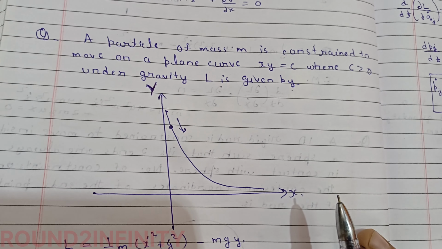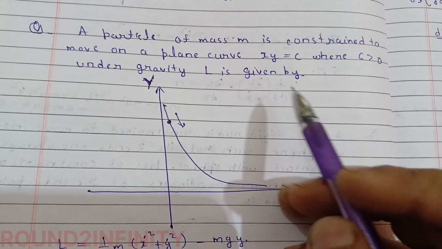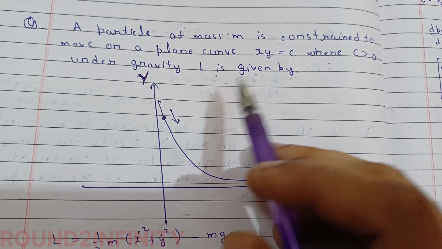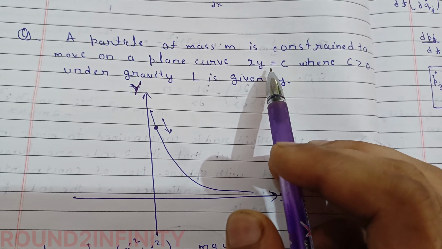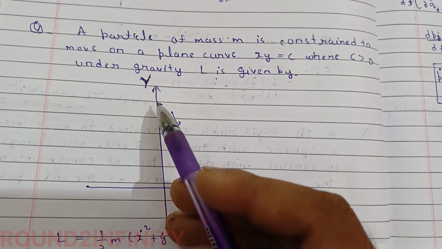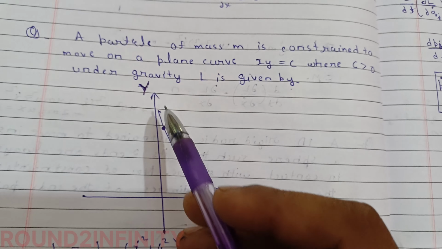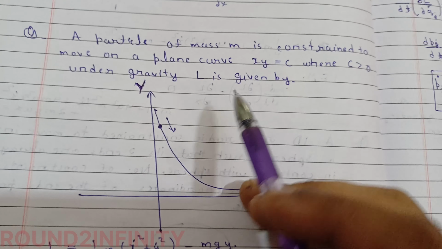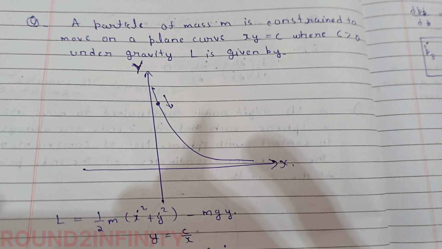Again, let's take one more example. A particle of mass m is constrained to move on a plane curve xy equal to c, where c is greater than 0, under gravity. L is given by. So a particle is bound to move on this plane curve xy equal to c. So y equal to c by x, so this graph will be like this. Okay. So the particle is bound to move on this, and we need to find the Lagrangian of this particle, and it is moving under gravity.